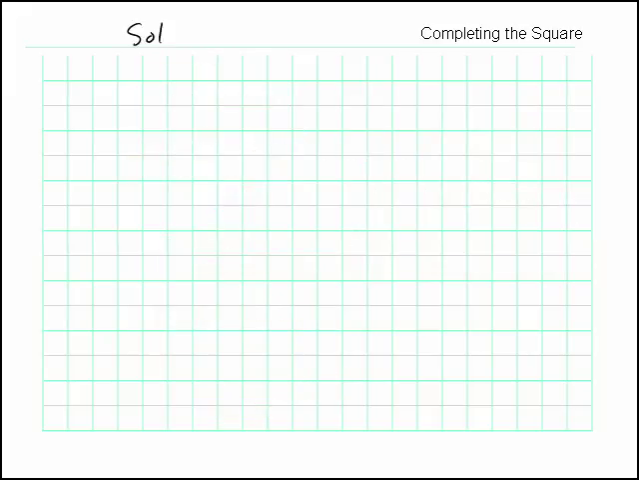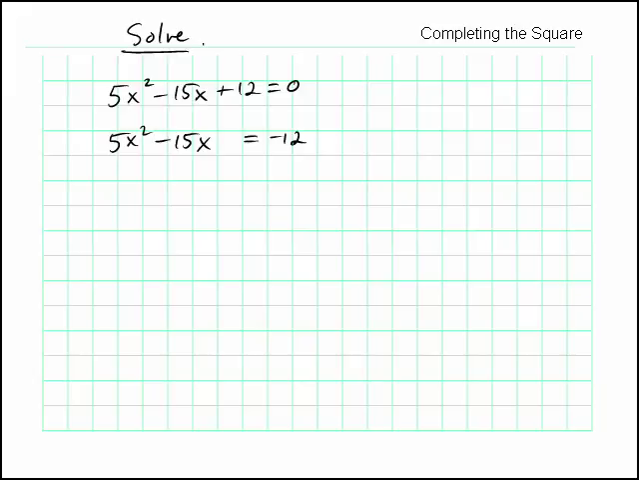Solve 5x squared minus 15x plus 12 equals 0. All right, I'm going to move the 12 to the other side. It becomes negative 12. And remember, to complete the square correctly, this leading coefficient must be equal to 1, so I'm going to have to divide everything, both sides, by 5. And that will give us x squared minus 3x equal to negative 12 fifths.